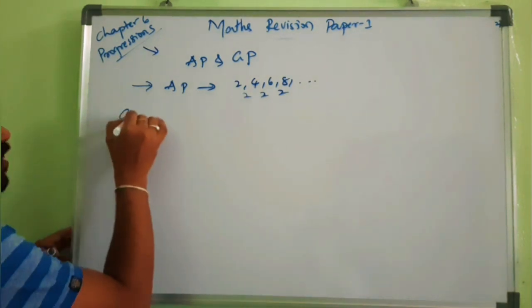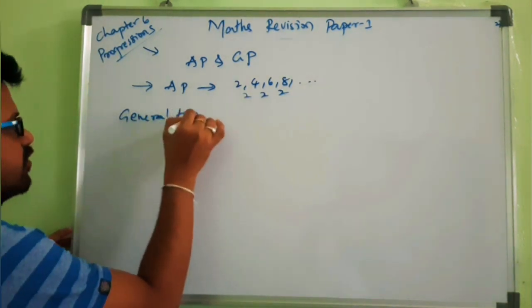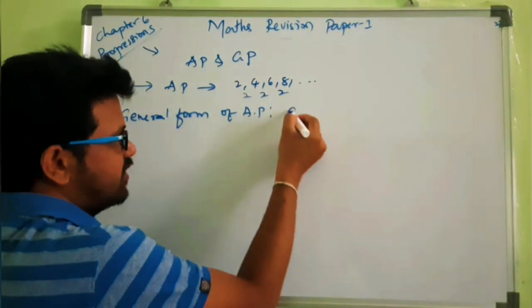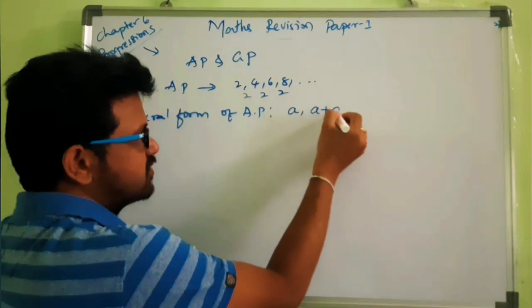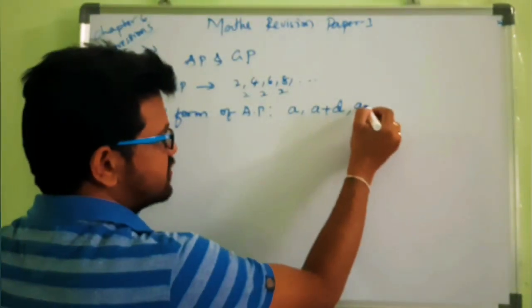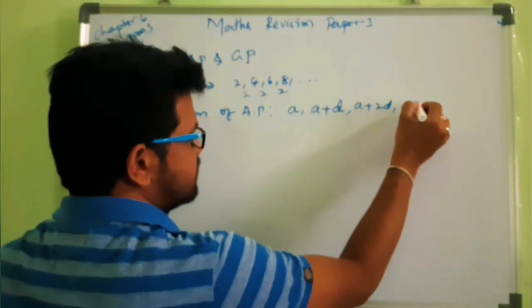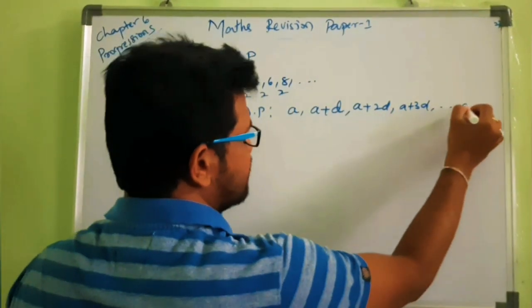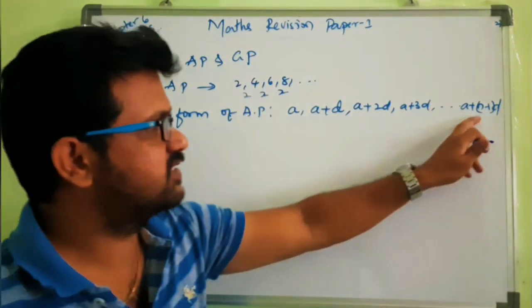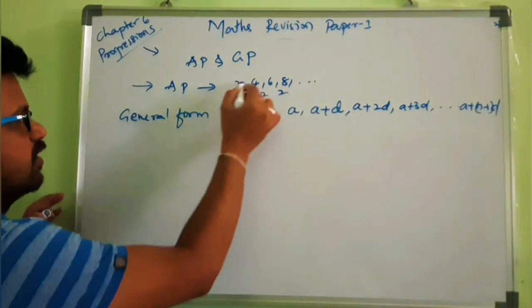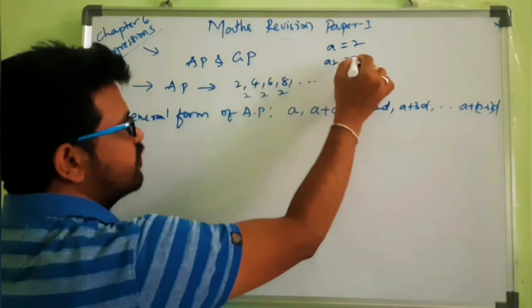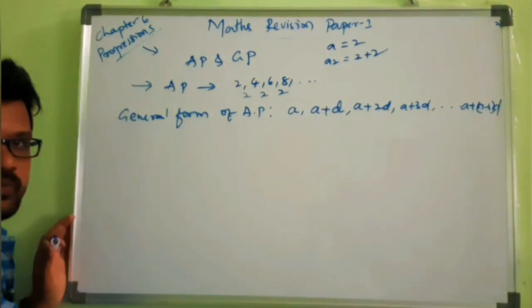So what is the general form of AP? How can we write the general form of AP? First one, A. Second one is A plus D. What is D? D is common difference. Third one is A plus 2D, A plus 3D, and so on. Somewhere we have the nth term, that is A plus n minus 1 into D. See here, first term is 2. What about the second term? If we add 2, we get 4, 2 plus 2.